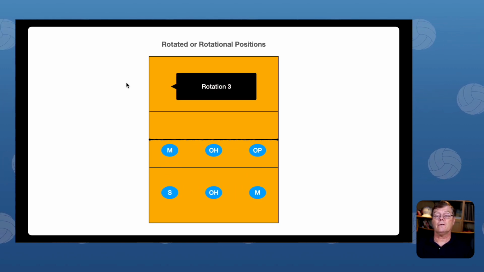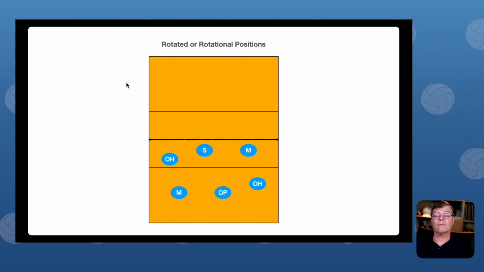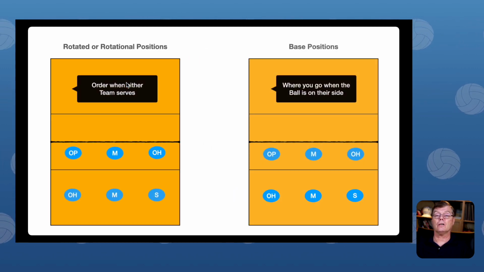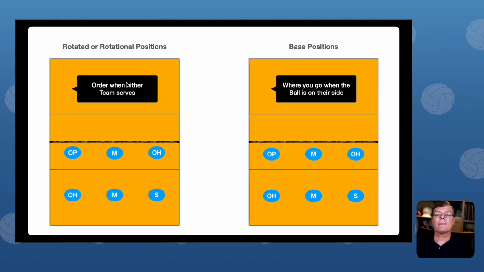Rotation 3. Now notice our setter, they were in position 1 to start. We've done 2 rotations. Now they're in rotation 3. Now they're in rotation 4 in the front row. Now they're in the middle of the front row. Now they're in the right of the front row. And then they would wind up back at rotation 1. So again, rotational positions are the order that we need to be in when we serve or they serve.